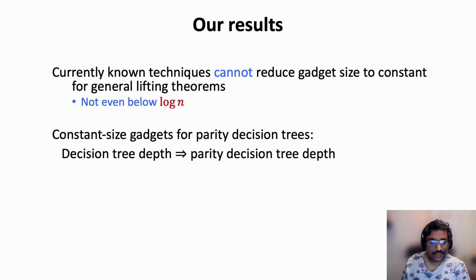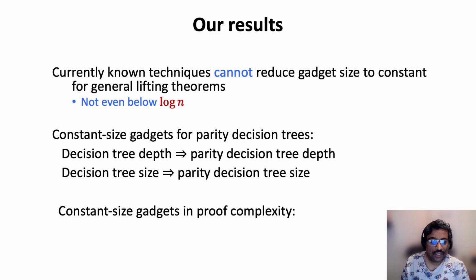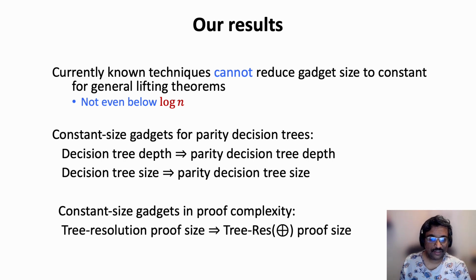We show that decision tree depth can be lifted to parity decision tree depth, and similarly, decision tree size can be lifted to parity decision tree size. This lifting theorem has interesting consequences in proof complexity. Using this result, we show that tree resolution proof size can be lifted to tree-res-parity proof size. We'll talk in detail about what these proof systems are in later slides.